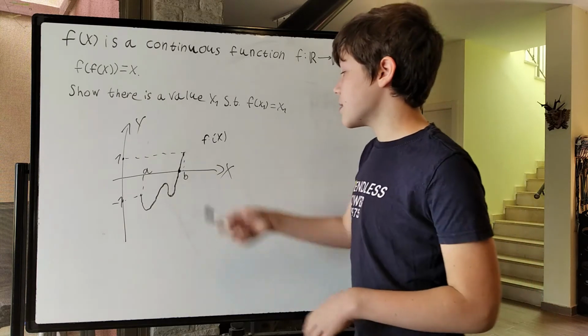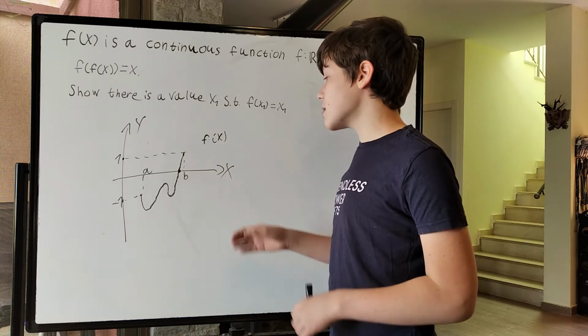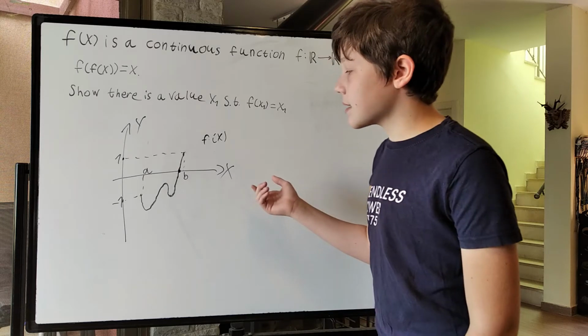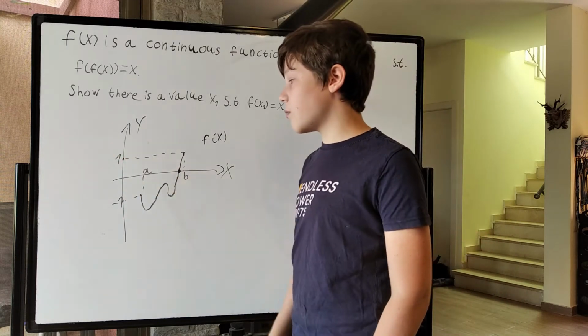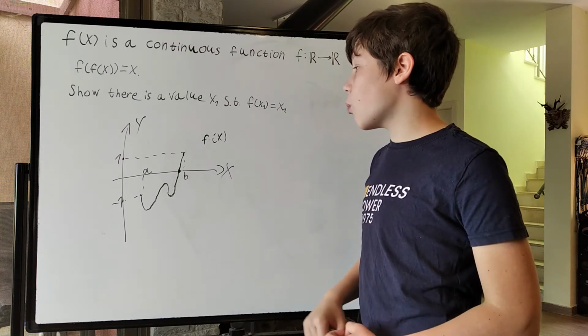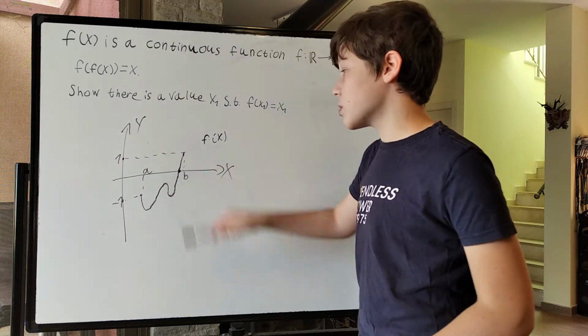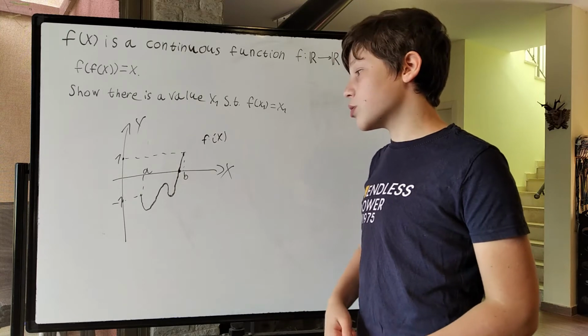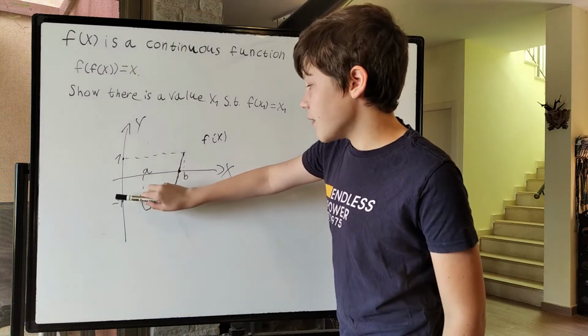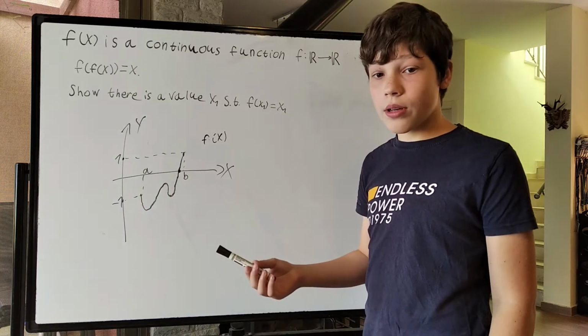And why did this work? Well, it's because the value 0, the x-axis, was between these negative 1 and 1. We could have also picked, say, y is equal to 1/2, and it would still work. Y is equal to negative 0.9595, and it would still work.